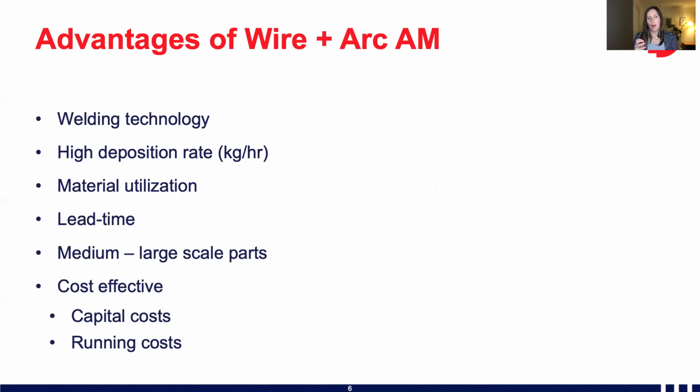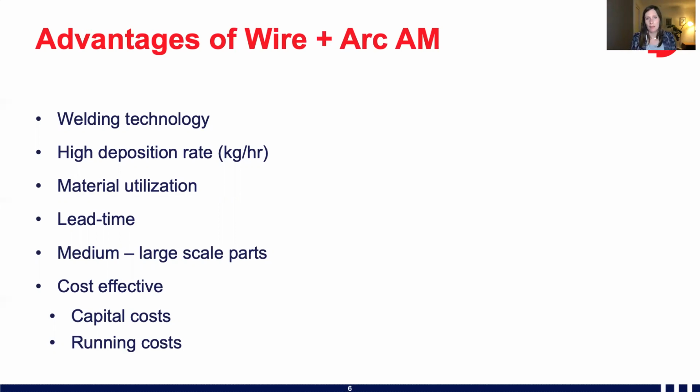So for starters, wire and arc additive manufacturing, as I've just described, those three types of welding technologies, they're welding technologies. So they've been around before WAAM, they've been around before 3D printing. So we have a whole lot of decades worth of experience and knowledge. All the guidebooks have been written, all the handbooks, and all of that welding know-how, we can bring that into WAAM. It's a huge advantage.